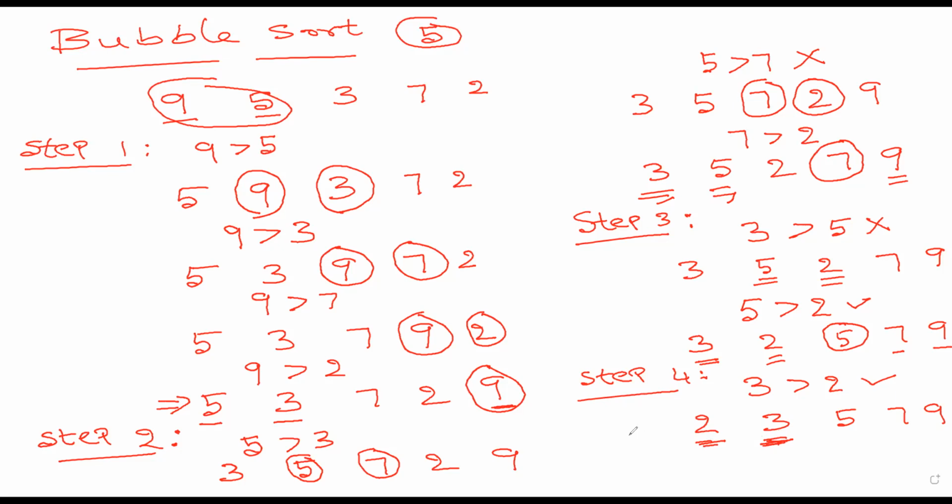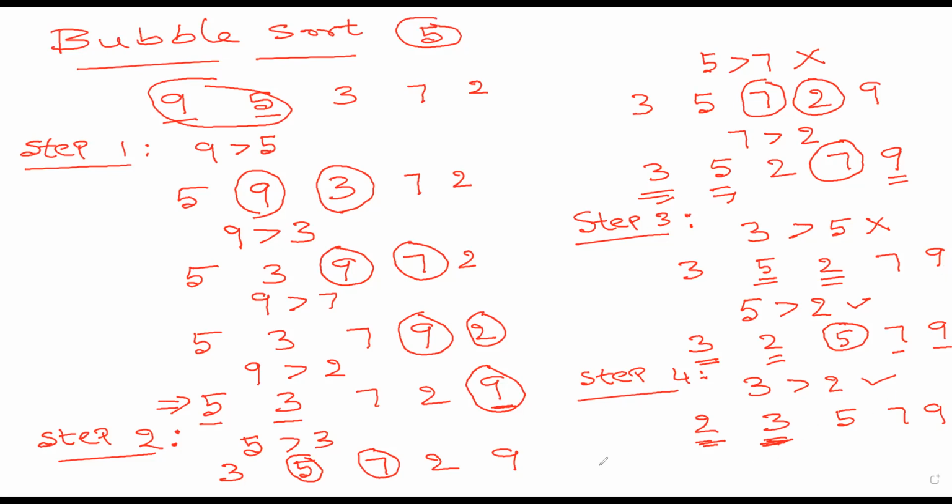In bubble sort, the main thing is that we have to compare adjacent elements. If the left side one is greater than the right side one, we have to swap those two. That is, if the 0th position element is greater than the first position element, we have to swap those two. If the first position element is greater than the second position element, we have to swap those two. Like that, we have to continue this process.